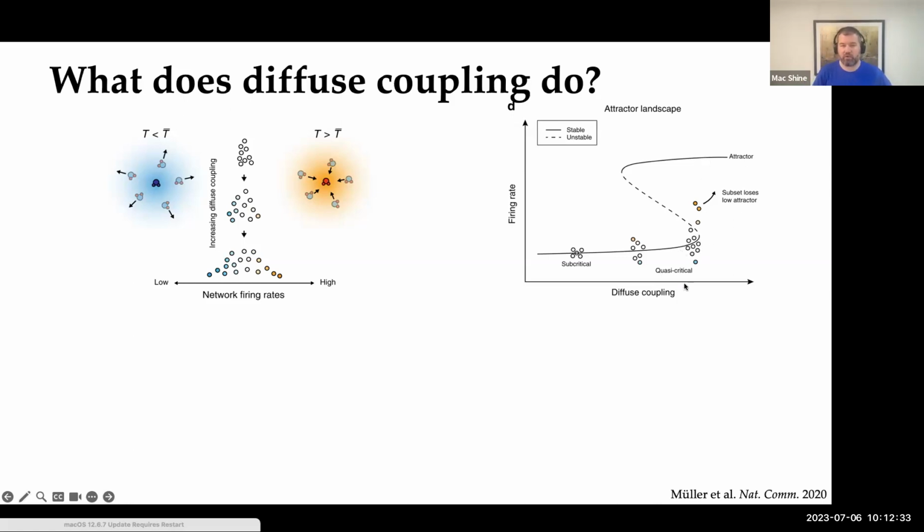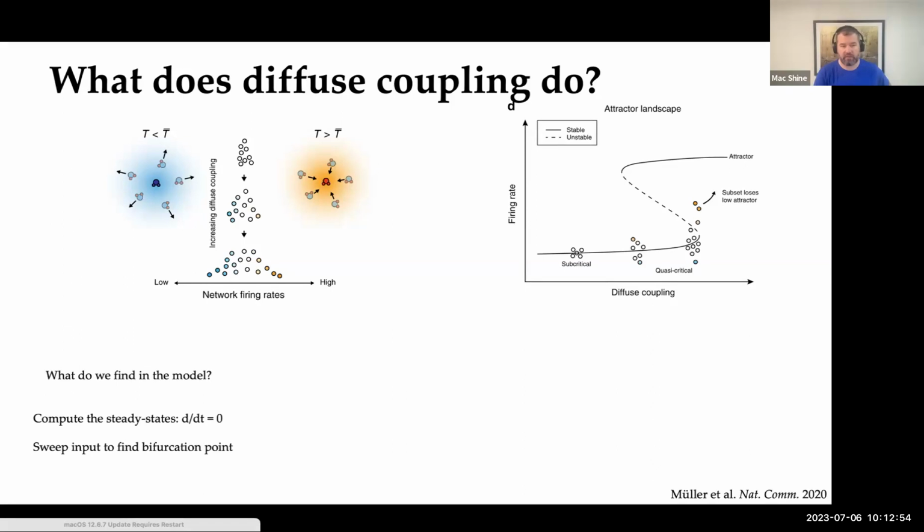But importantly, the majority of the population doesn't actually follow along. So you actually retain some stability in that subcritical state. And so we call this quasi-critical because it's the system using criticality to compute, but without forcing the entire system to switch over into a supercritical state.